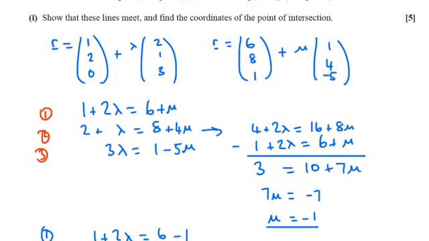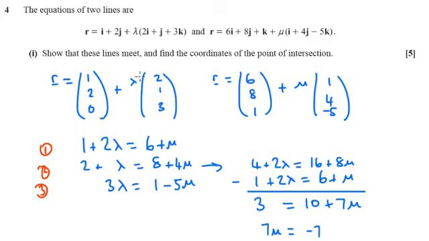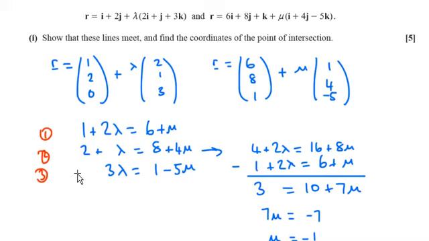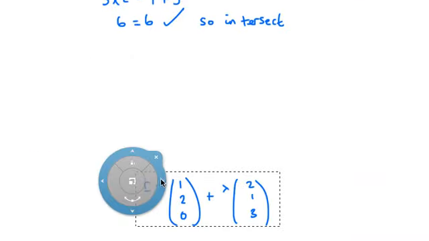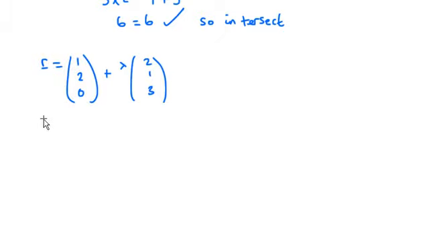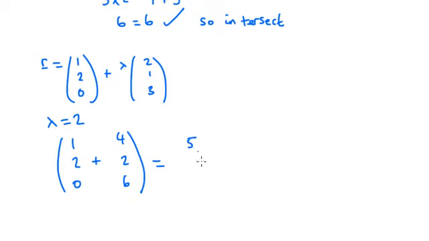And we also need to find where they intersect, and we can do that either by putting in lambda is 2 or mu is minus 1 into either one of these two. It doesn't matter which one we use. So let me just take this and copy it so that I've got it down here. We're using lambda is equal to 2. The point of intersection is going to be 1, 2, 0 plus 2 lots of that. So 4, 2, 6. So that's going to give me 5, 4, 6. So that's the position vector of the point of intersection. The coordinate is 5, 4, 6.